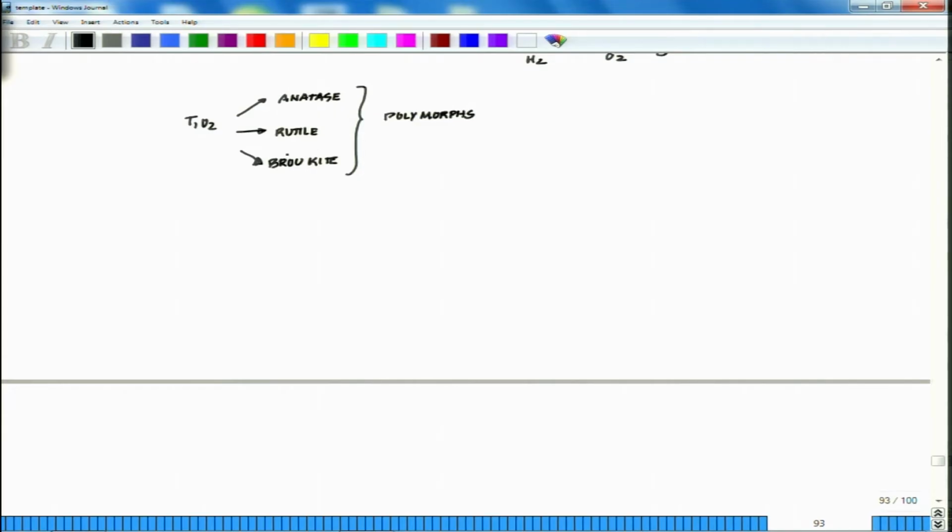And all three polymorphs can be readily synthesized in the laboratory and are typically metastable. Anatase and brookite will transform to the thermodynamically stable rutile upon calcination at temperatures exceeding 600 degrees centigrade. So, you realize that when you are synthesizing, they all go to a pretty high temperature.